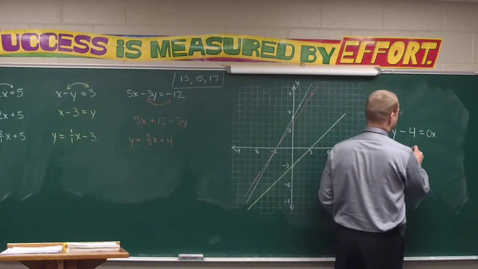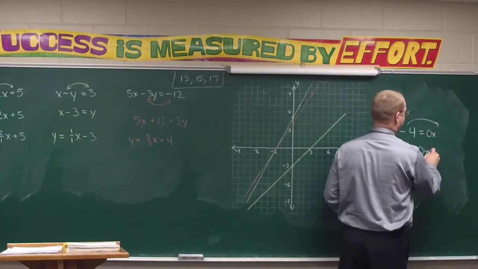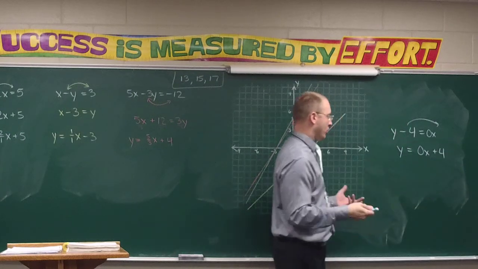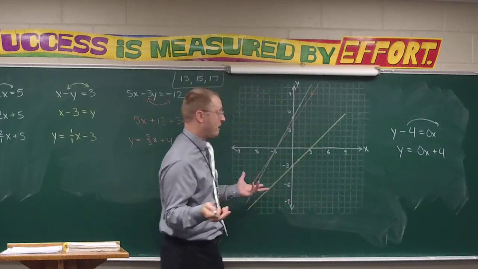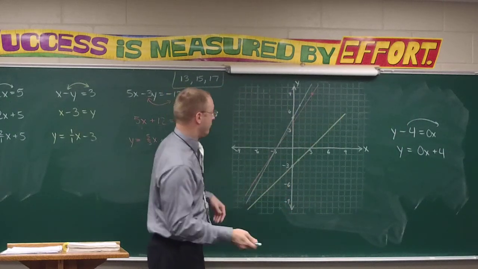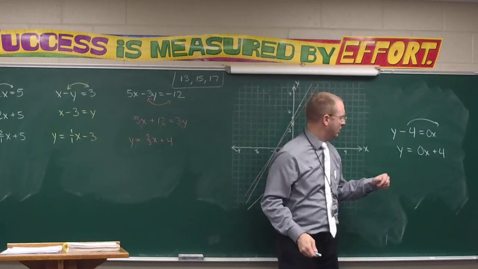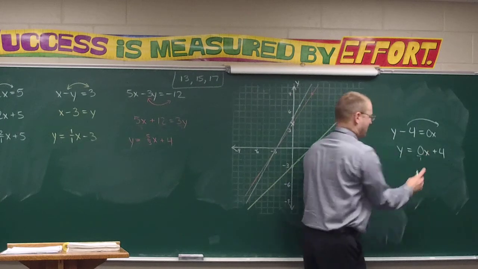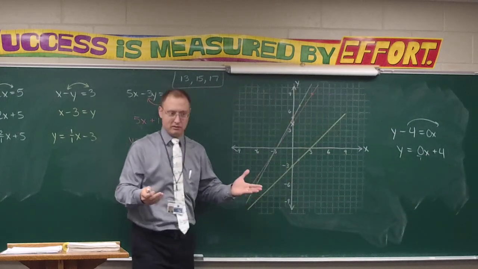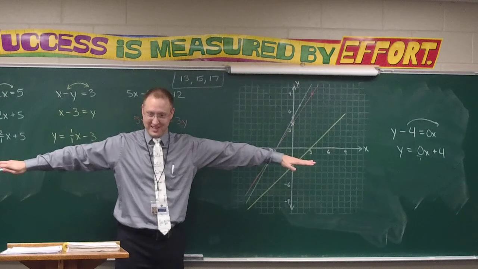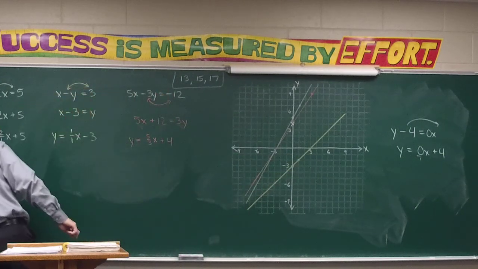But then if we were to move the 4 over as a positive, we could say y equals 0x plus 4. Well, what's my y-intercept, class? 4. And my slope is 0. 0 over 1, but just 0. And 0 slope looks like what? Side to side, horizontal line, right? So that would actually be really easy.